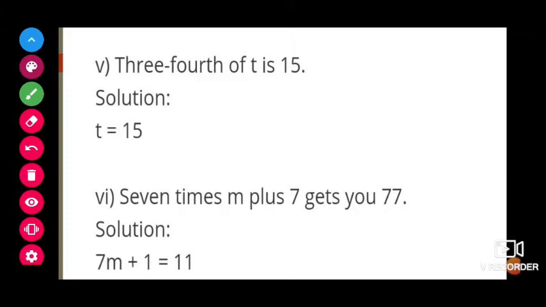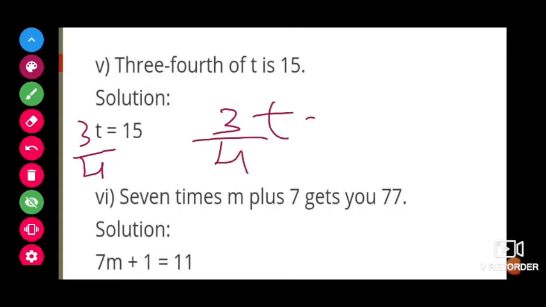Next. 3/4 of t is 15. 3/4 of t is nothing but 3 by 4 into t is equal to 15. Here, 3/4 of t is equal to 15. So the equation is 3/4 of t is equal to 15. That's it.